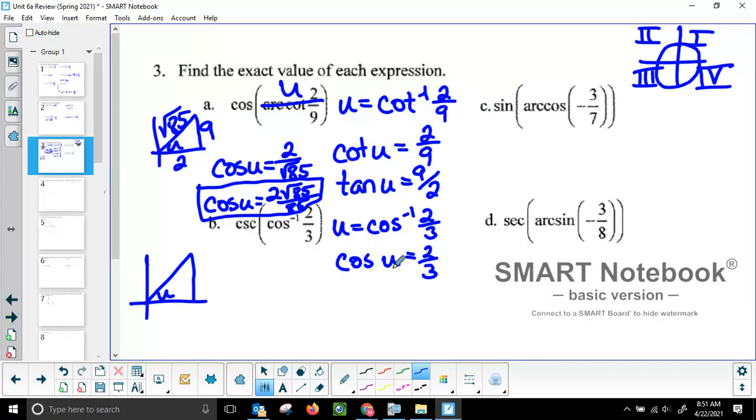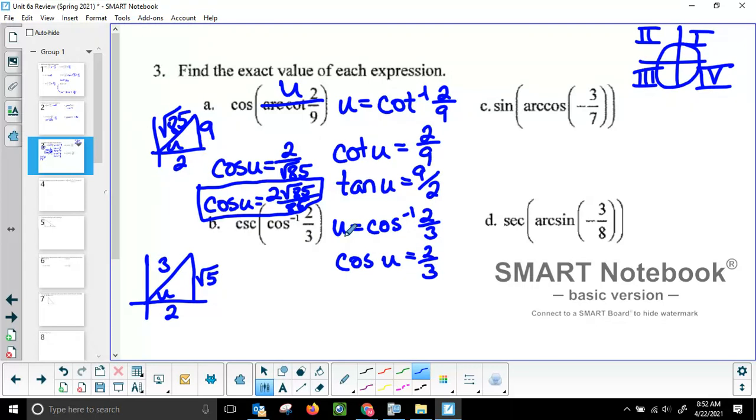Here we know that we're in quadrant 1. Cosine from SOHCAHTOA is adjacent over hypotenuse. Now we do a squared plus b squared equals c squared. We're going to have to subtract 4, so this is going to end up being the square root of 5.